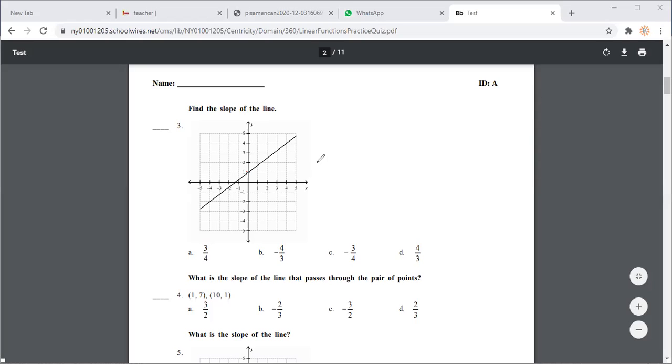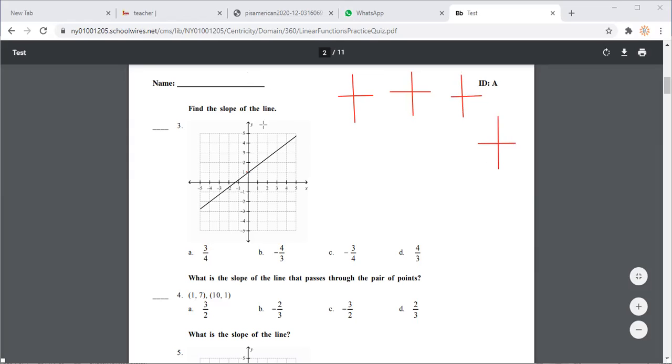Rise over run. And this slope now, will it be positive or negative? Positive. Let me remind you that we already have 4 types of slope. Do you remember them? 1, 2, 3, 4. Don't forget, please.